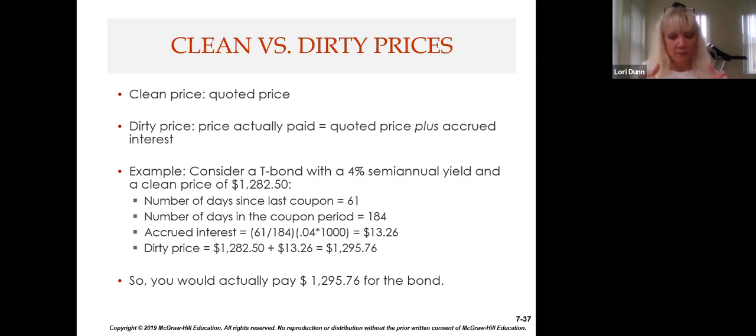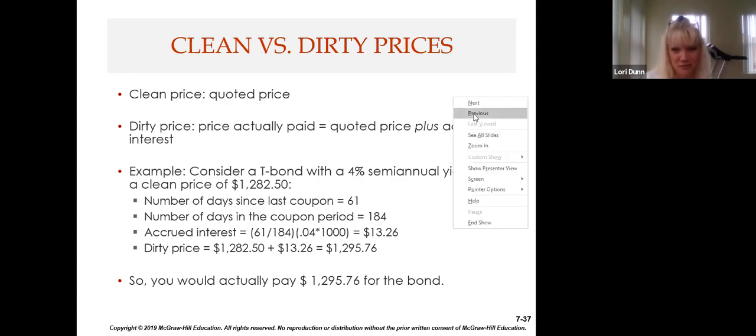When entities are buying and selling bonds to each other, they don't buy and sell them on the interest date that the owner of the bond received the interest. They could be happening at any time during the time interest is occurring on that bond. So a dirty price includes what we call accrued interest. Now, before I show you how to determine it, I want to show you a picture of it.